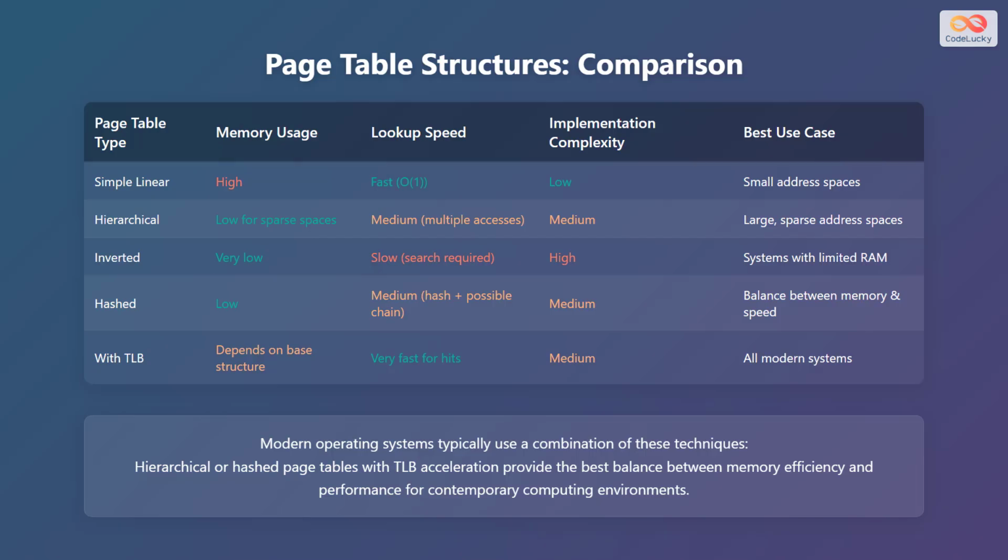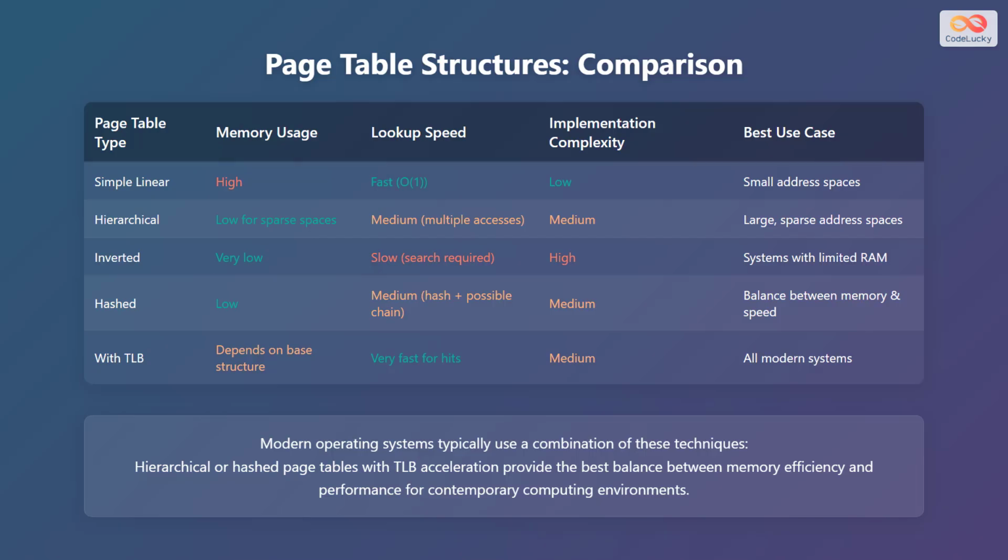Hierarchical. Memory usage is low for sparse spaces. Lookup speed is medium because of multiple accesses. Implementation complexity is medium. It is best for large sparse address spaces. Inverted. Memory usage is very low. Lookup speed is slow because search is required. Implementation complexity is high. It is best for systems with limited random access memory, also known as RAM.